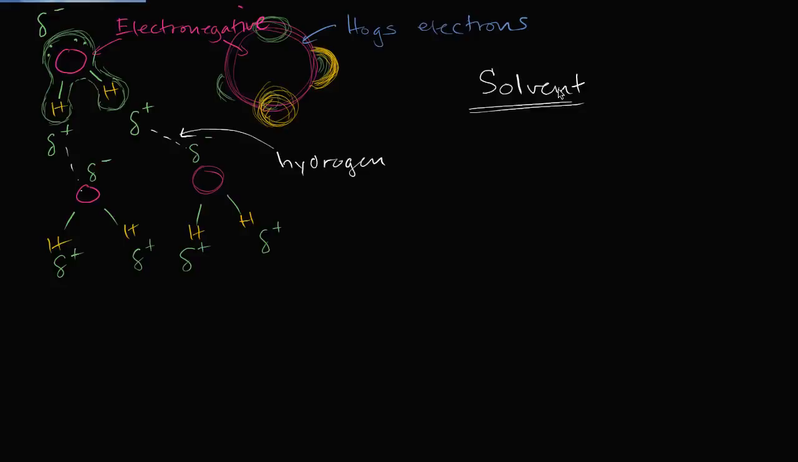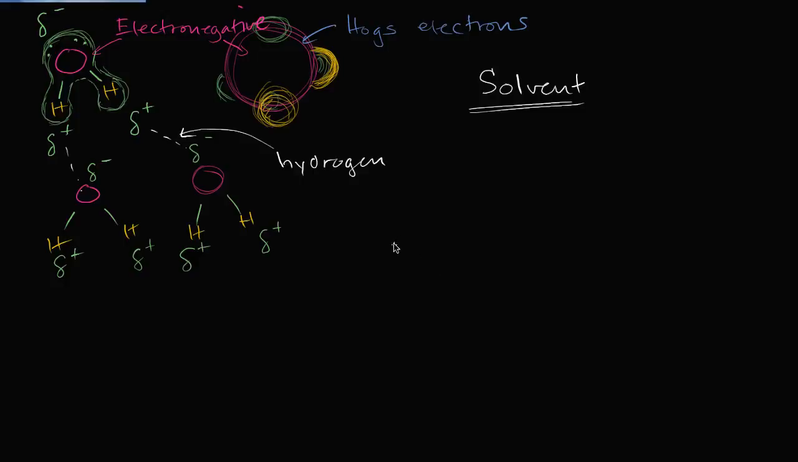And this is actually what's happening inside of cells, in the cytoplasm. The cytoplasm, which is mostly water, is a solvent, which allows a bunch of interactions to happen between different types of molecules. But let's think about why water is a good solvent, and what types of things it can dissolve easily, and what types of things it might not be able to dissolve so easily.